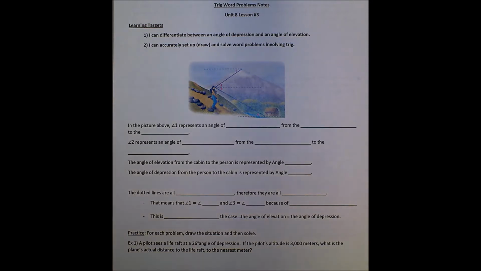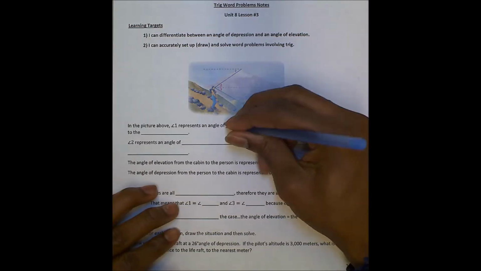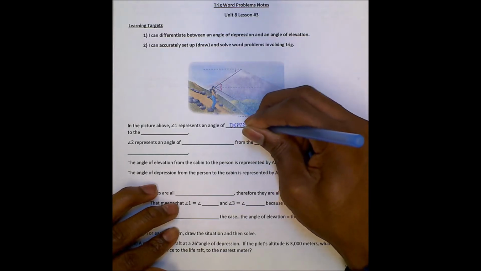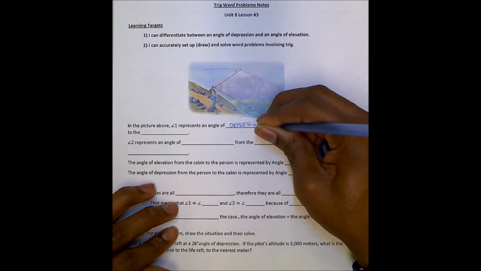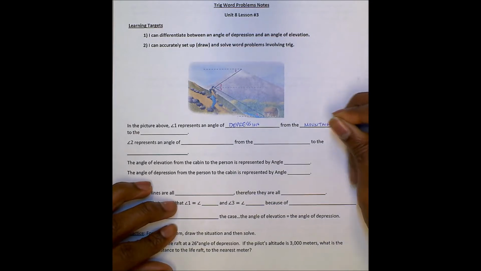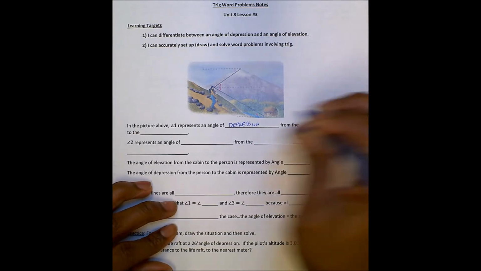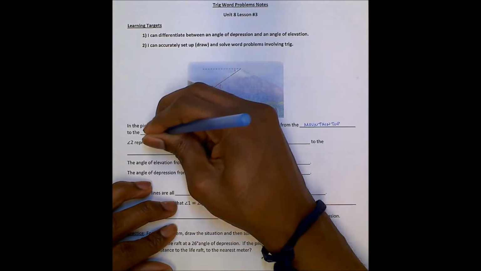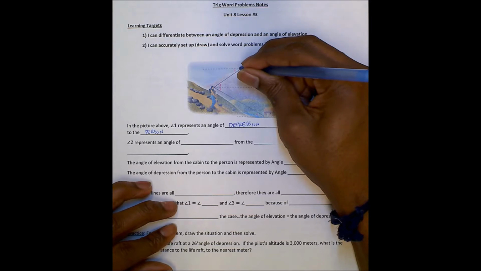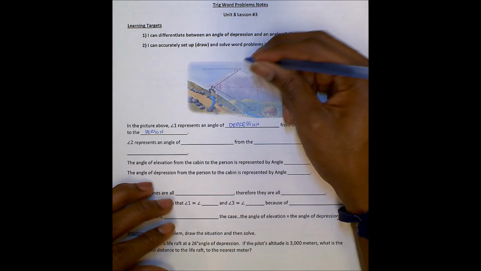In the picture above, angle 1 represents the angle of depression from the mountaintop to the person. Notice depression in this case just means looking down. So it's how much you have to look down. If you're on the mountaintop to see the person, you'd have to look down, whatever, angle 1 degrees.